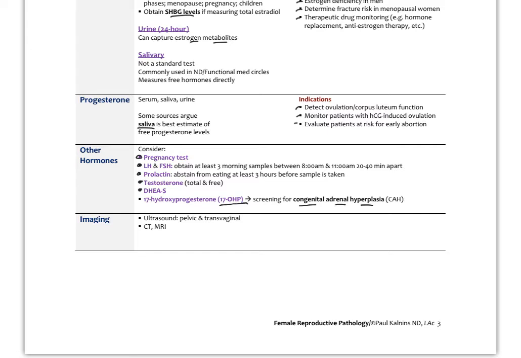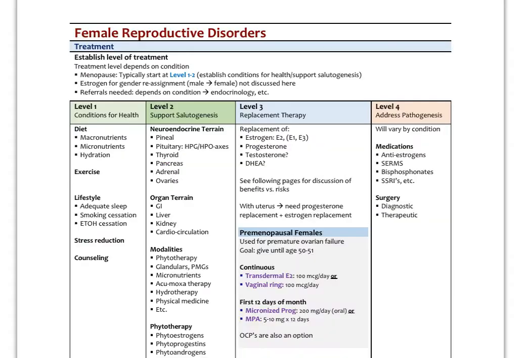Imaging that's used for gynecologic conditions, of course, ultrasound, there's pelvic and transvaginal, CT and MRI, and then laparoscopic procedures can be used as well. So we'll be seeing examples of all these as we go. So I just want to say a few words about the general approach to treatment of female reproductive disorders, and then I'll give specific examples with each condition that we go through.